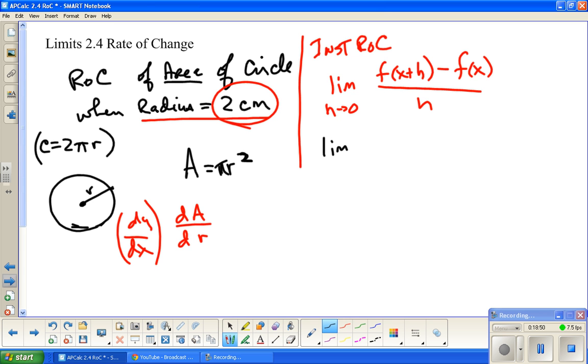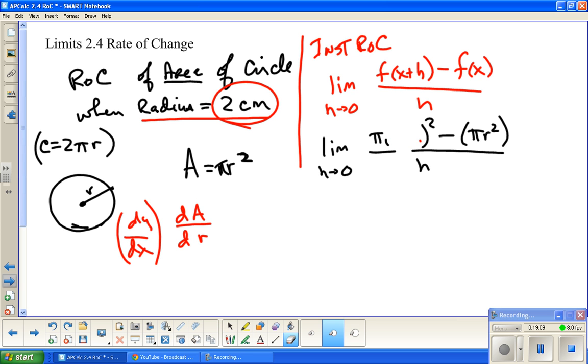So here we go, limit as h approaches 0. I'm going to do pi times something squared minus pi r squared all over h. And that something is that x plus h, well, it's really r plus h. Let me do a little fixage here. I know some of you are just going to make those into x's, and that's fine. So this is A prime, this is how the area is changing.